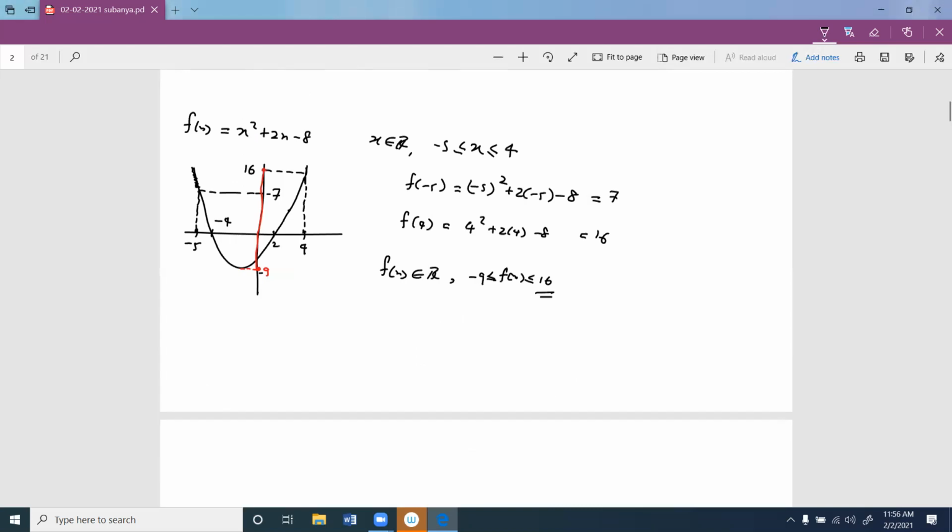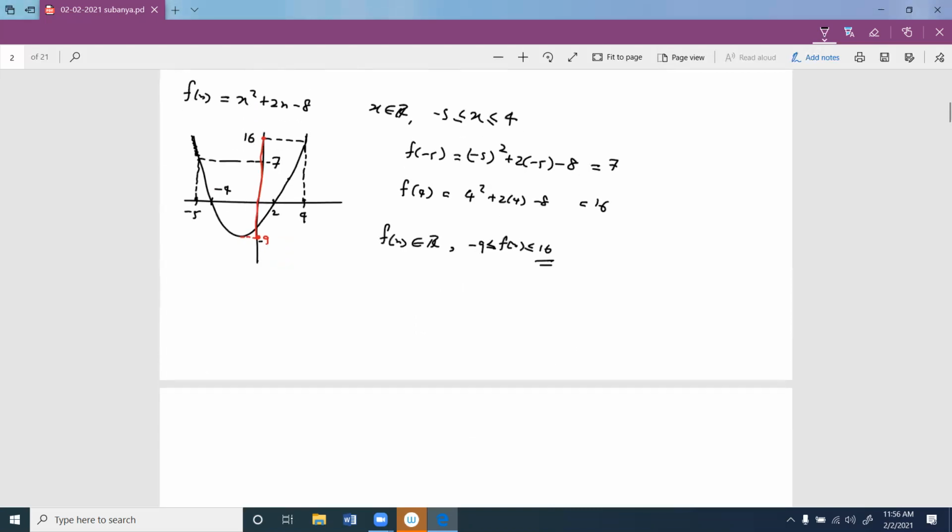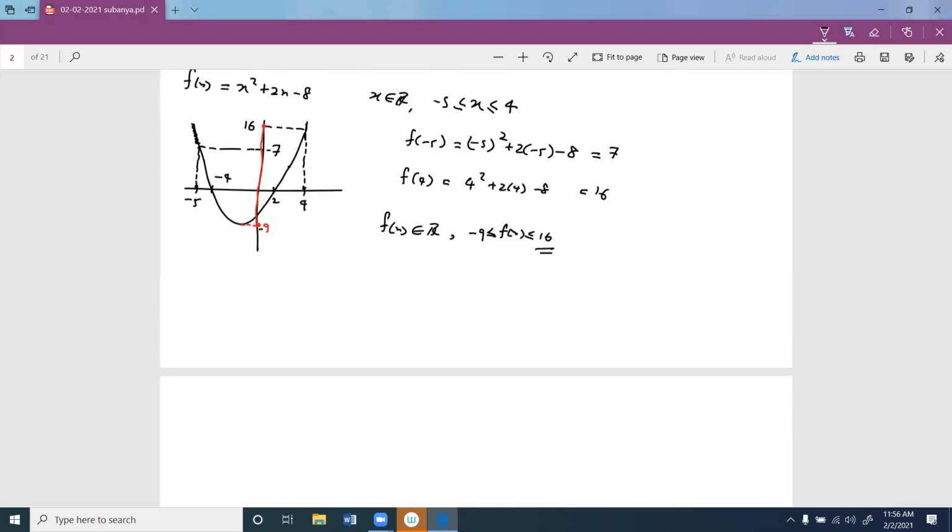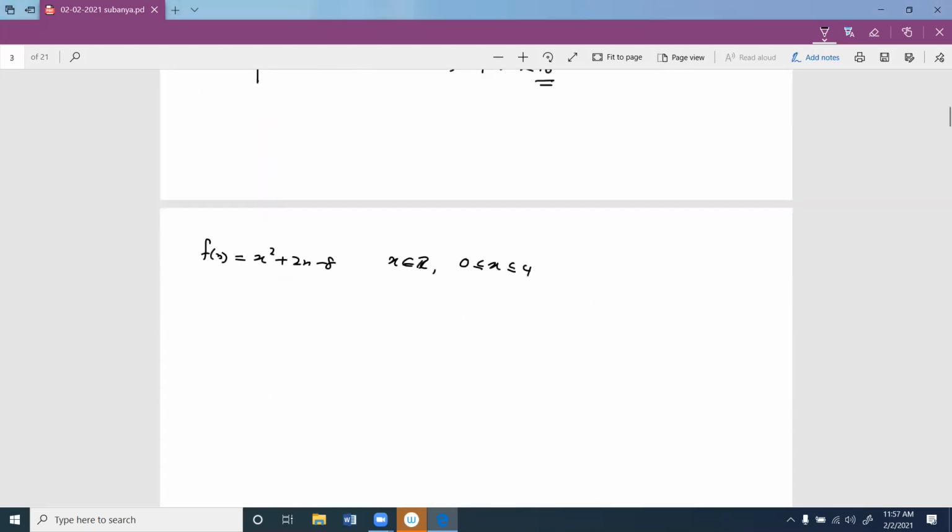Okay? Right. We'll go to another approach for this. We'll go ahead with this. The f(x) is the same function, x squared plus 2x minus 8, and x is any real number, and they have given x is greater than or equal to 0 and less than or equal to 4. Right, okay. Then if I sketch this graph, it's the same reference to the previous graph, just like this.